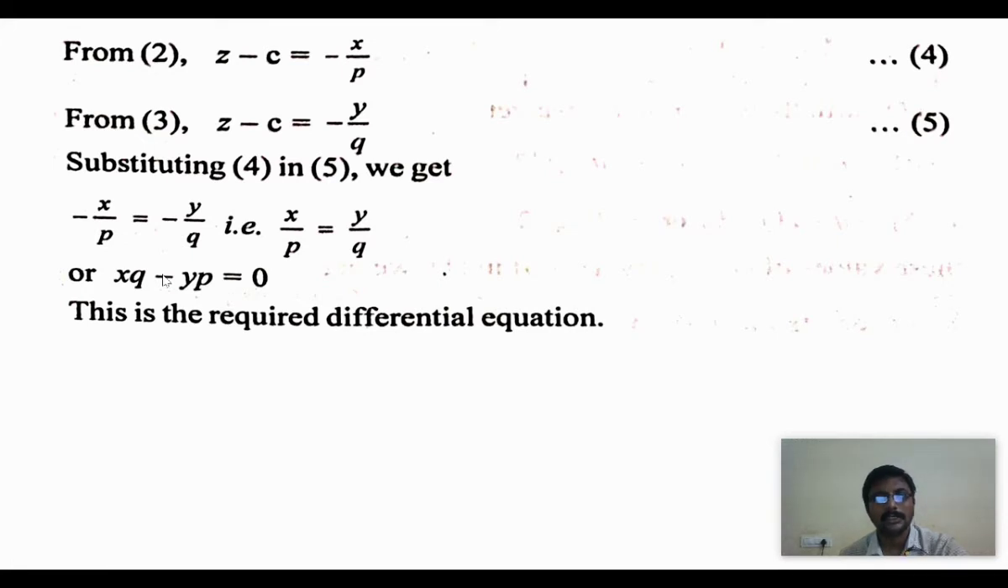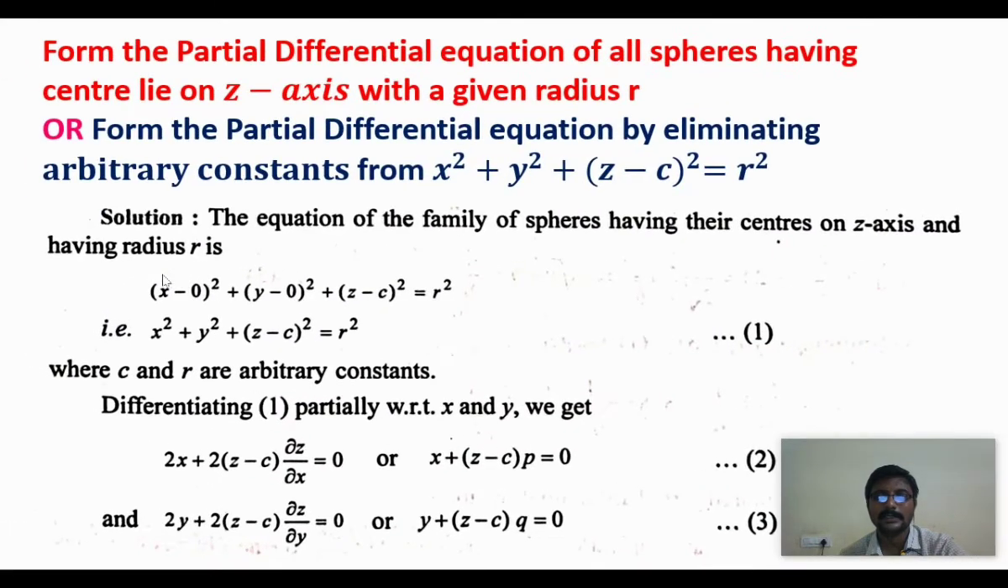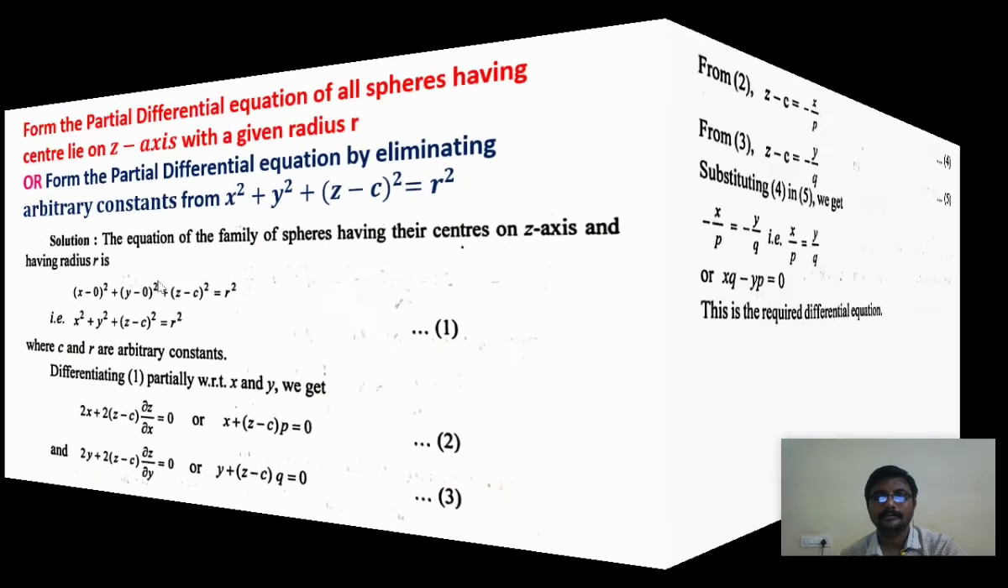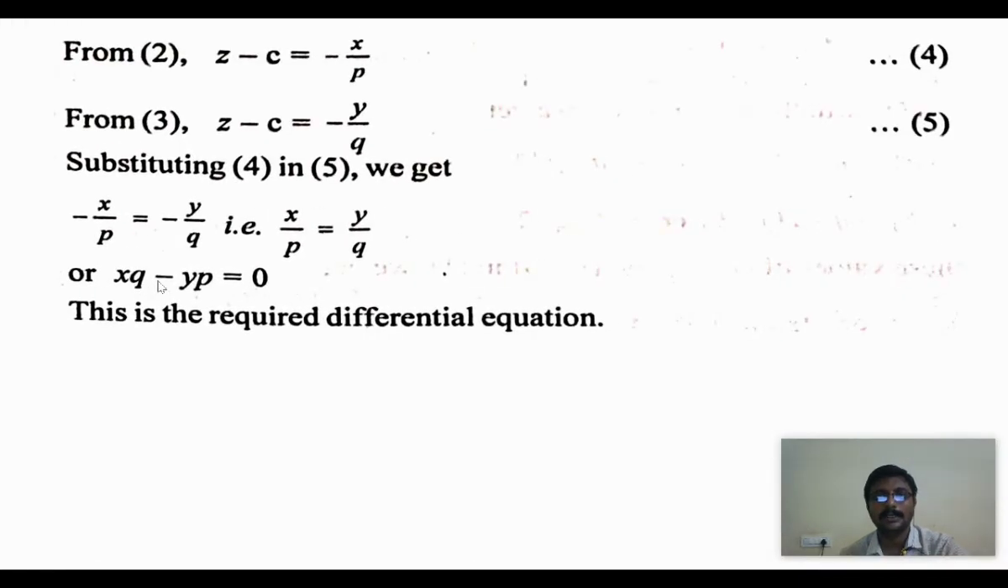So this is the required partial differential equation. Don't forget the family of spheres having center on z axis with radius r units is (x minus 0) whole square plus (y minus 0) whole square plus (z minus c) whole square equal to r square, whose partial differential equation is xq minus yp equal to 0.